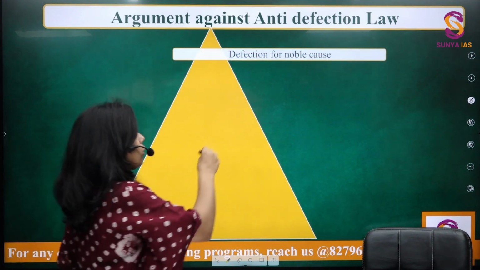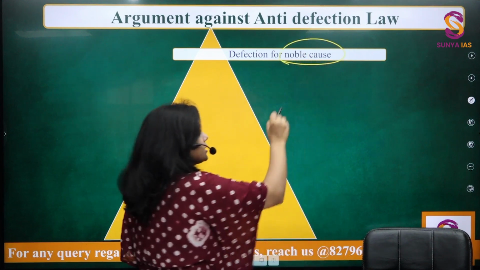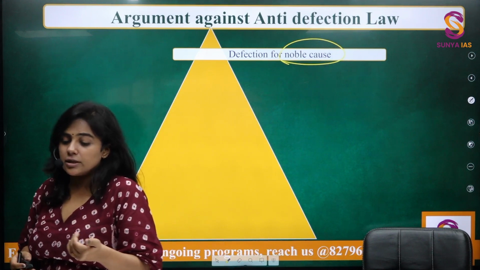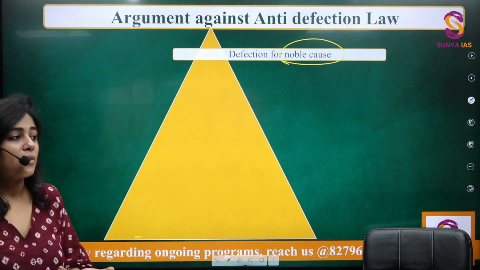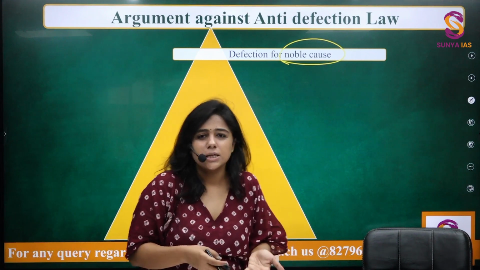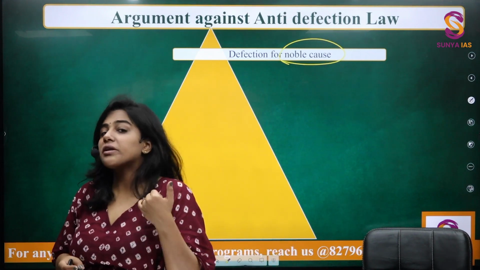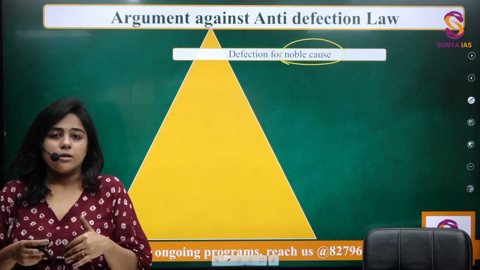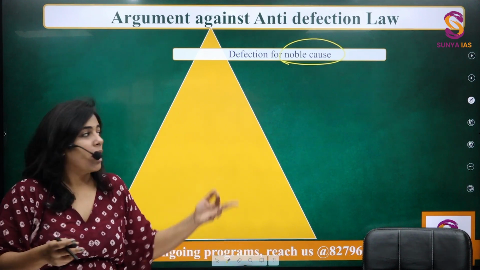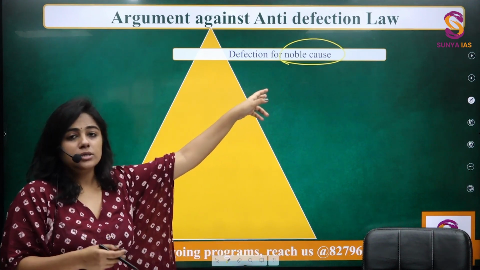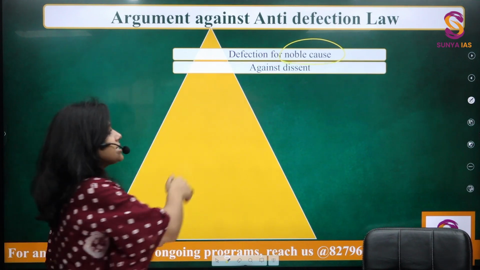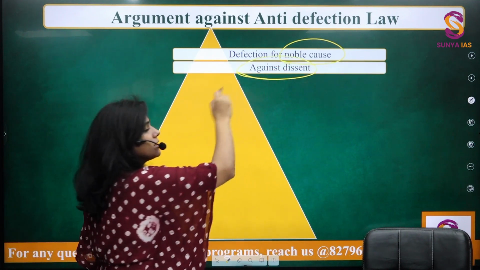So first of all, as I told you, a particular set of elected members might justify defecting by saying that we are defecting for a noble cause. This party does not represent our values anymore, so we are defecting. Two-thirds of us have defected. Who will judge this noble cause? There is no one. This is the primary criticism.